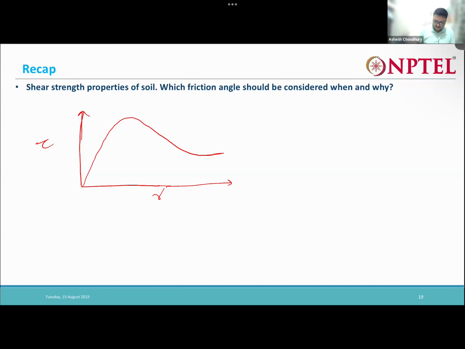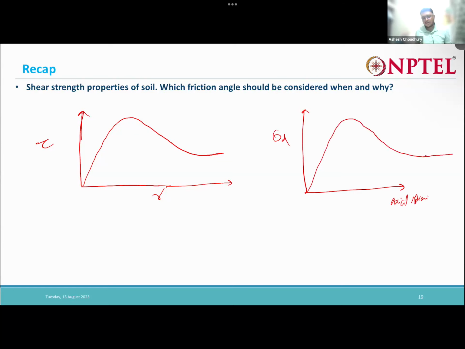When should we use the peak value and why? This is for the direct shear test. Why should we use peak value and when?